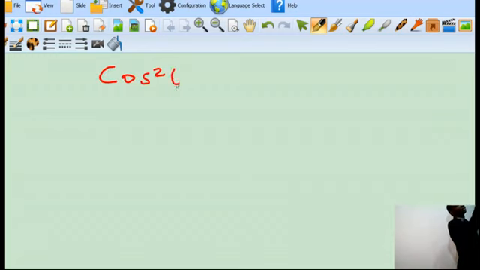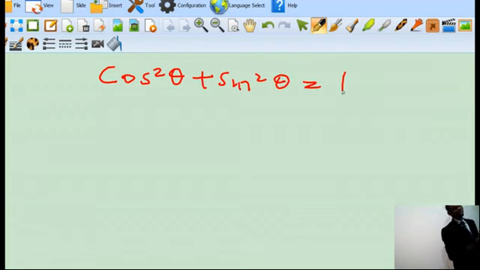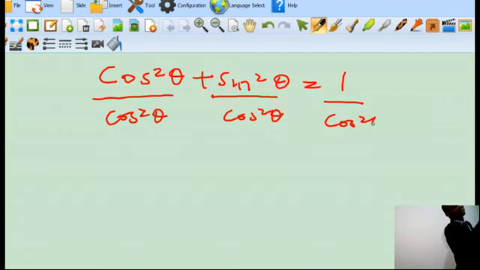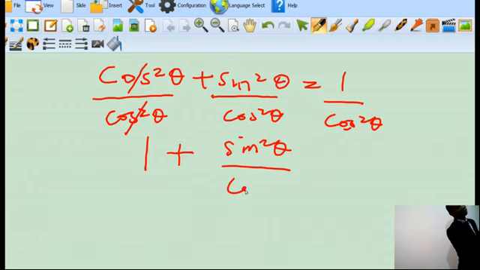We have cos squared theta plus sin squared theta is equal to 1. Dividing through by cos squared theta, we have cos squared theta divided by cos squared theta plus sin squared theta divided by cos squared theta is equal to 1 divided by cos squared theta. Through this expression, we can eliminate cos squared theta to have an identity which is sin squared theta over cos squared theta is equal to 1 over cos squared theta.